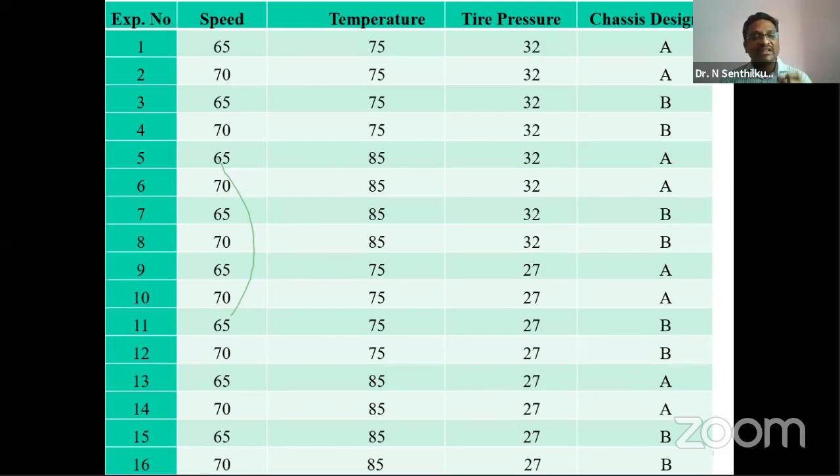The 65, 75, the 32, 27, these are called quantitative parameters, that is, quantified parameters, whereas A and B are called qualitative parameters. We call them qualitative parameters or categorical parameters. So you have to be very, very careful in this. Quantitative and numerical factors, these two are one and the same. And qualitative and categorical parameters, these two are one and the same.